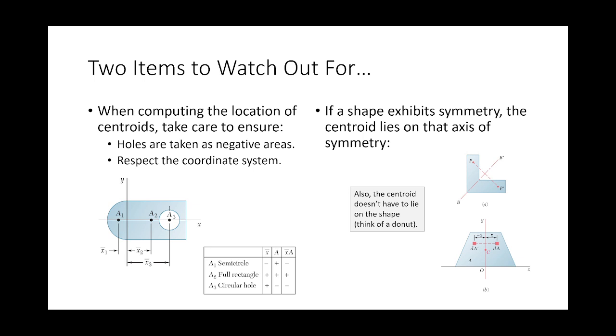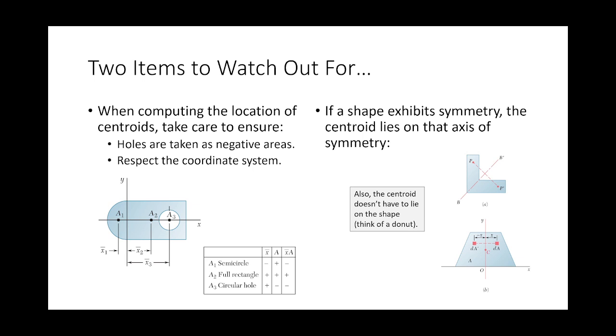The other thing to watch out for is symmetry. If you ever have a shape that exhibits symmetry, then the centroid lies along that axis. For instance, if I'm looking at this trapezoidal region right here, the question is not where the centroid is from left to right. I can tell you where it is from left to right. It's somewhere along this line right here. The question is how far up. So if you ever have a shape that exhibits symmetry, don't bother trying to compute the location of the centroid along that axis of symmetry.